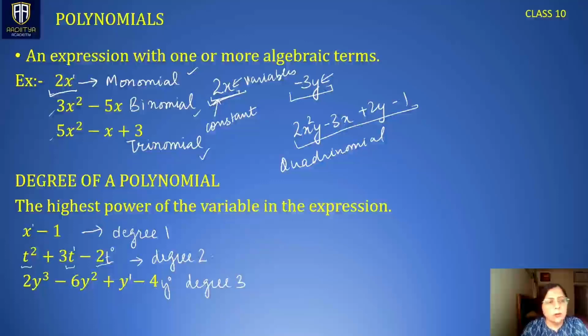Right? So now we have special names assigned to the polynomials with a particular degree. An expression with degree 1 is called a linear polynomial, right? An expression with degree 2 is called a quadratic polynomial. You must have heard of quadratic polynomials, quadratic equations. We will be dealing with all these chapters in class 10. Next, we have degree 3. An expression of degree 3 is called a cubic polynomial. I hope these are clear now.